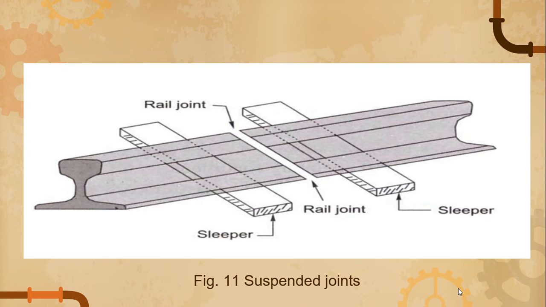So this type of rail joint, of course, is one where the sleeper is placed exactly below the rail joint. This type of joint is found from experience to give sufficient support with heavy axle load.